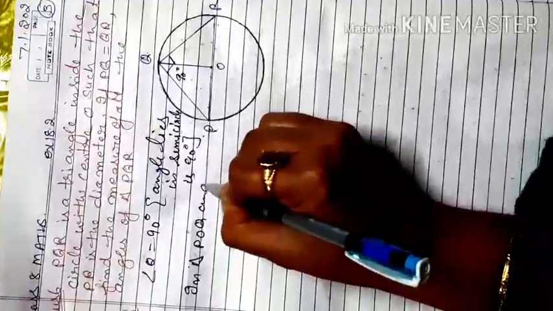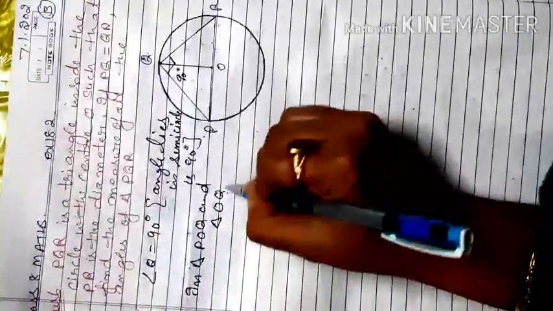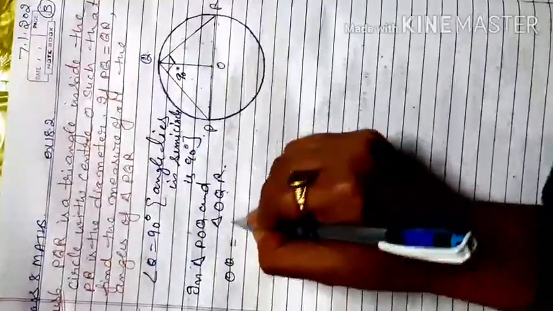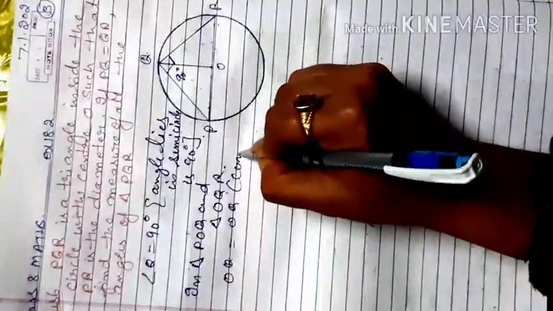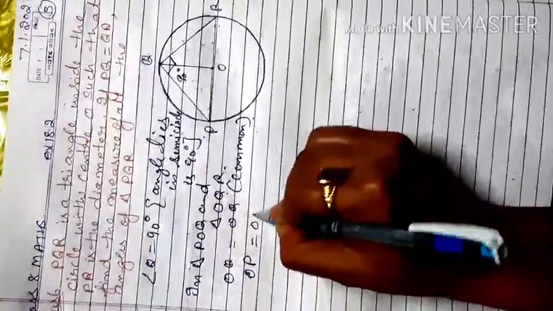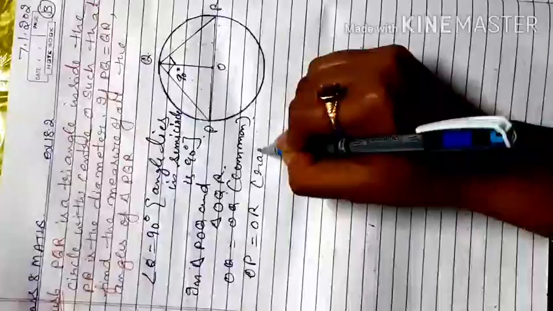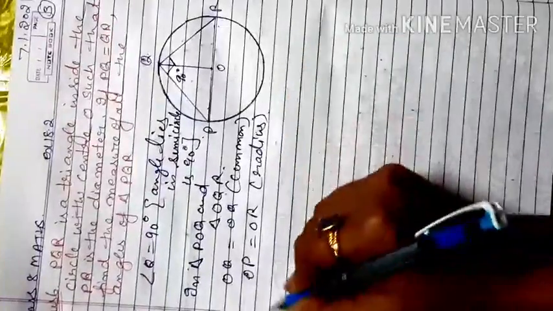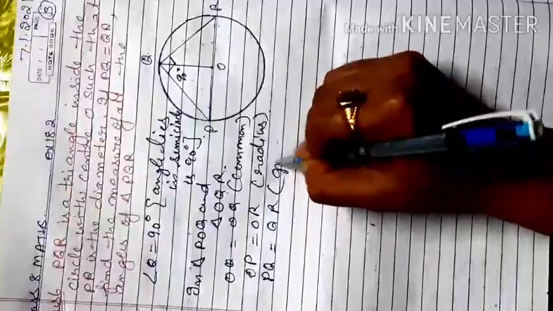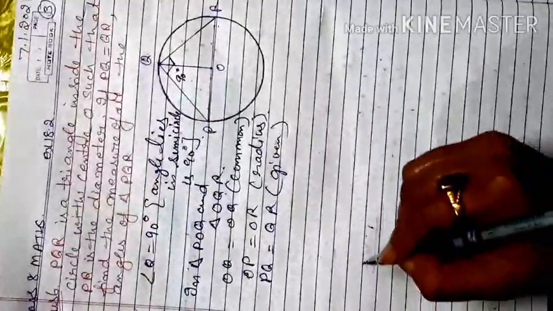Then in triangle POQ and triangle OQR, OQ is common, OQ is equal to OQ, that is common in these two triangles. Then OP is equal to OR, these are both radii of the circle. Then PQ is equal to QR, that is given in your question. These are equal to each other.